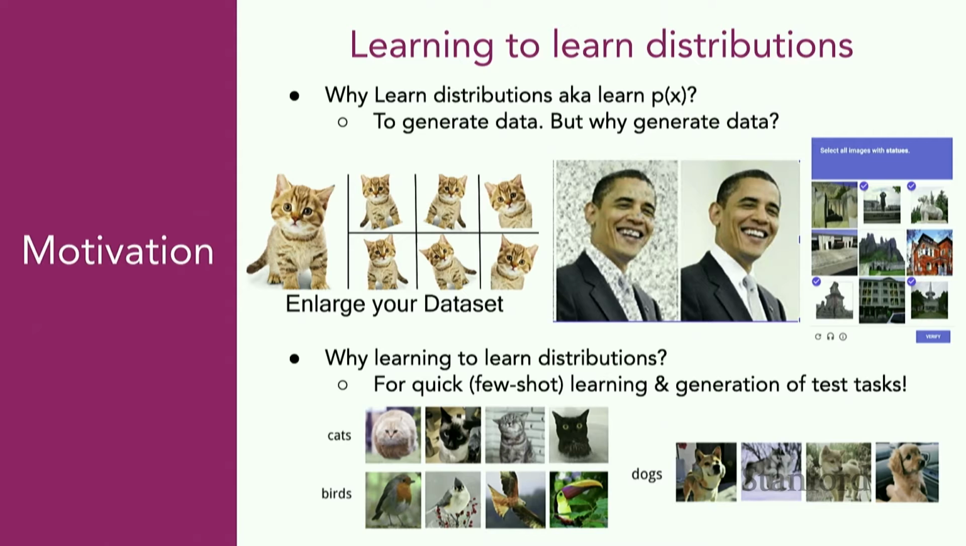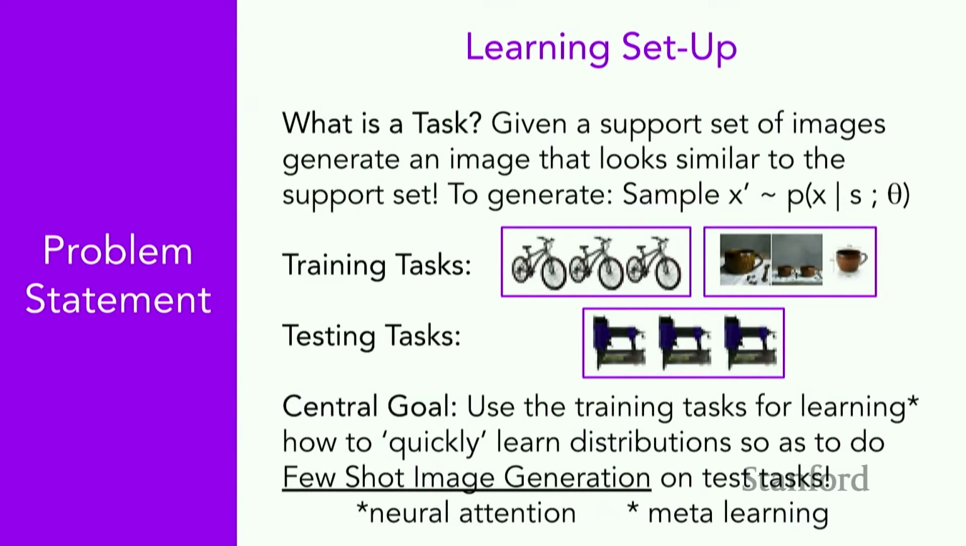The main theme of this paper is that we as humans, if we are given a few images, are able to generate a new image or understand the latent structure of what is happening in that image. The idea in this paper is basically to do the same. Can you learn to learn these distributions in a few-shot setting? So the learning setup would be this. A task would be defined as: given a support set of a few images, can I generate a new image which looks similar to the support set?